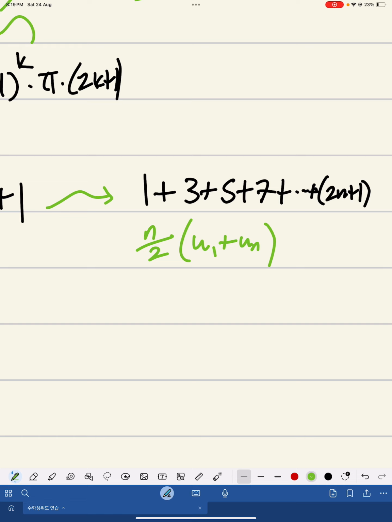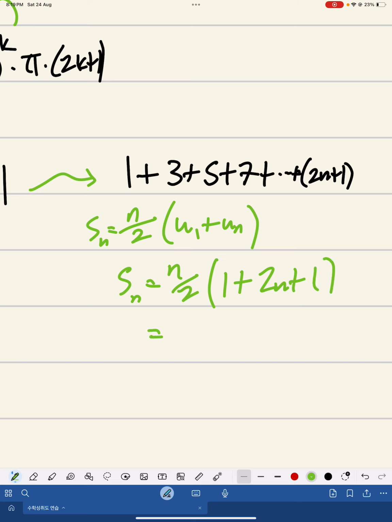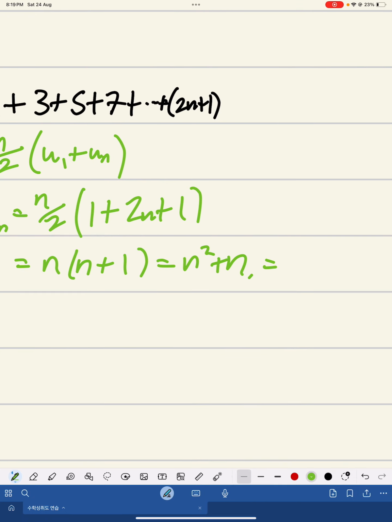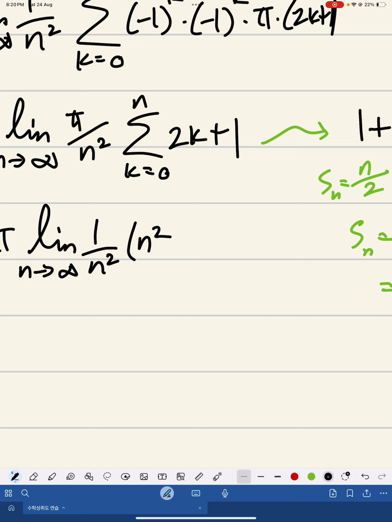So we can find out that S_n equals, in our case, n over 2 times (u1, which is 1, plus un, which is 2n+1). Therefore, we get (2n+2) over 2, which is n times (n+1), which is n squared plus n. So we can rewrite the whole thing. So we're saying that this is S_n, therefore the sum from k equals 0 to n of 2k+1, right? So we can rewrite the whole limit as the limit n approaching infinity of π, and I'll put the π outside the limit, of 1 over n squared times (n squared plus n).